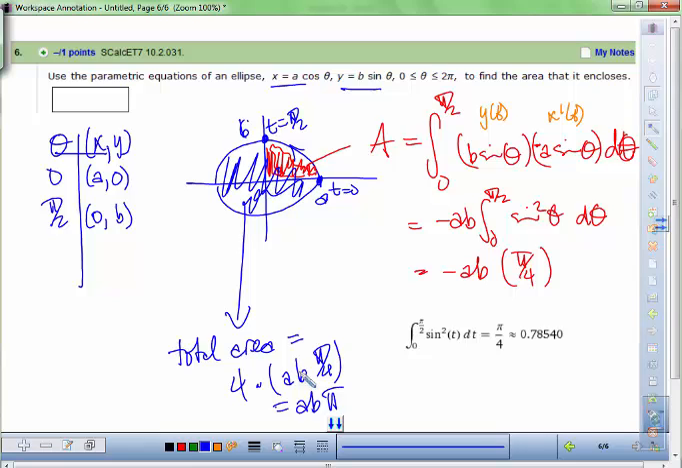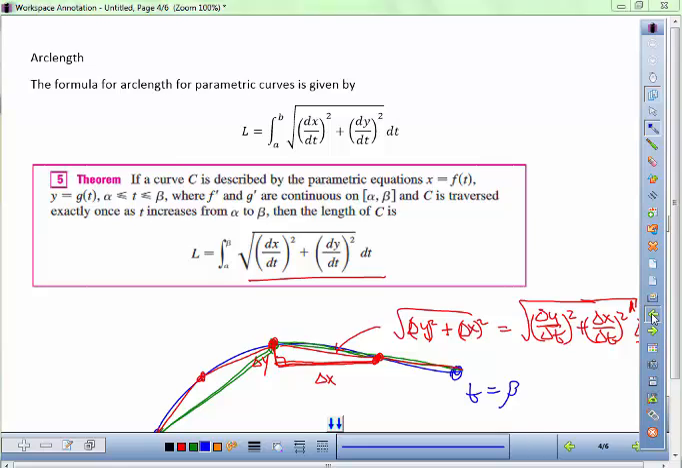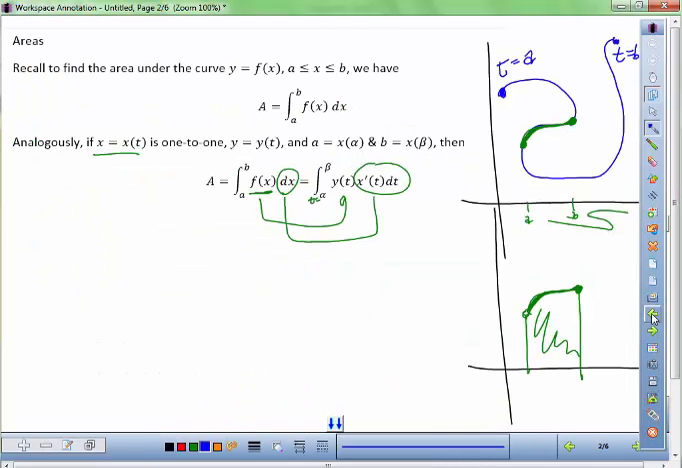Why is it negative? Because we're drawing this counterclockwise. From A to B, if you have one that's bigger than the other, then flip it? Yeah. Let's take a look at the statement of the theorem here.